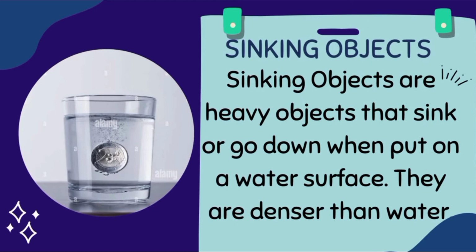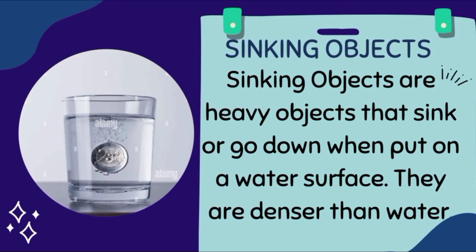Now, sinking objects. Sinking objects are heavy objects that sink or go deep in water. So when you put them on the surface of water, they just go down, and so they are called sinking objects. So they are denser than water. Say denser than water, because they are heavy.